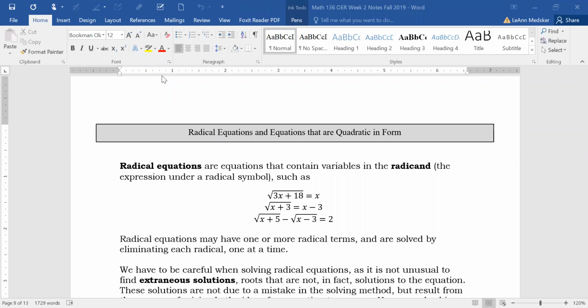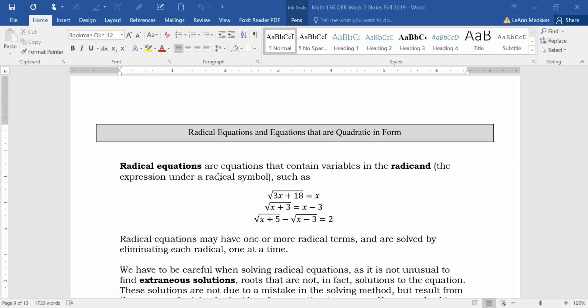All right, this is the pre-video for Tuesday of next week's class about radical equations and equations that are quadratic in form. We're going to look at the radical equation part on the video, and we will do the quadratic in form obviously in class still.